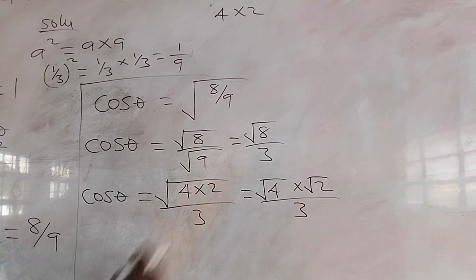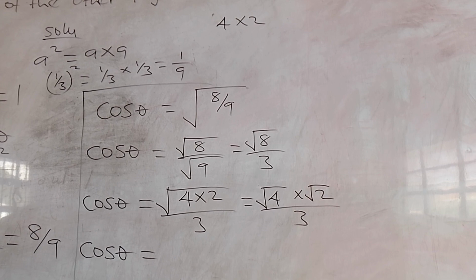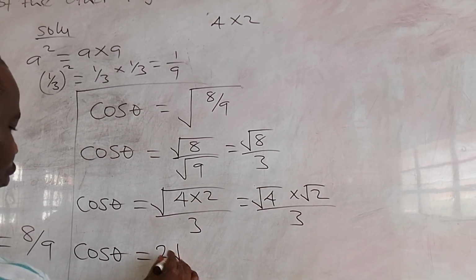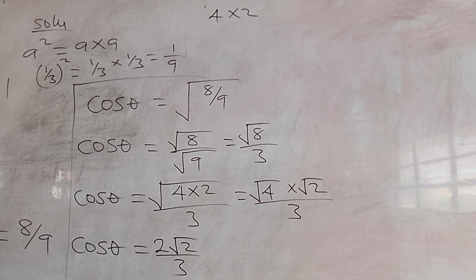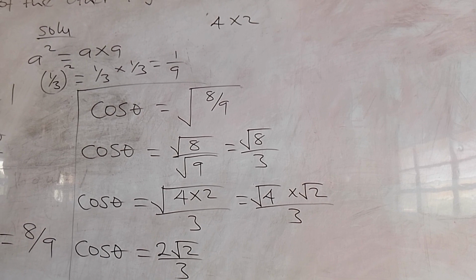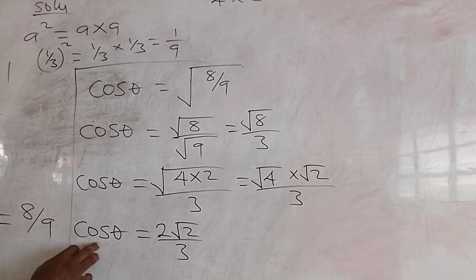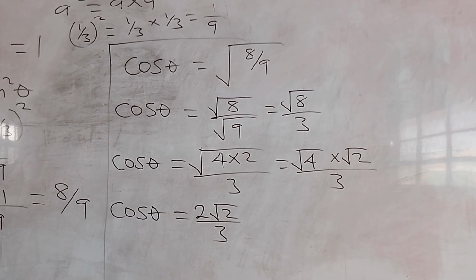It means this is the same thing as this. Then our cos theta is equal to the square root of 4, which is 2, so 2 root 2 all over 3. Do you agree with me? So the answer is, our cos theta is equal to 2 root 2 all over 3.